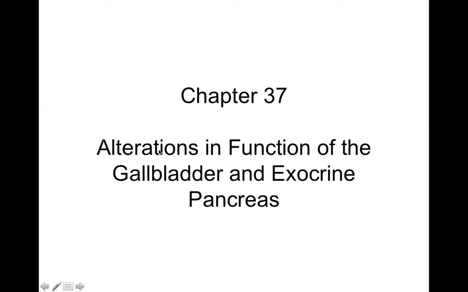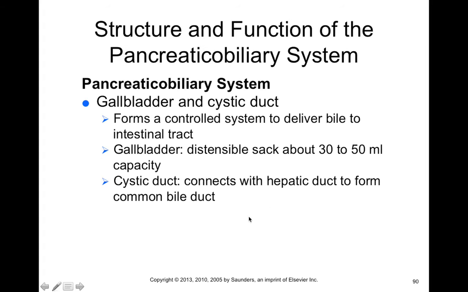In chapter 37, we'll talk about alterations in the function of the gallbladder and pancreas. So we talked about the gallbladder and pancreas as being together because they form this pancreaticobiliary system, because the gallbladder's duct shares a similar duct to the pancreatic duct. And it's a controlled system where bile and pancreatic juice are both delivered to the duodenum simultaneously.